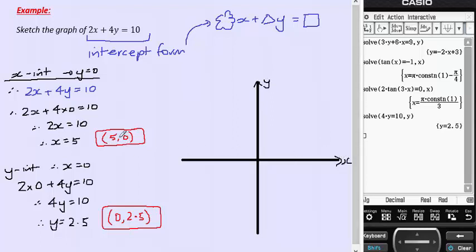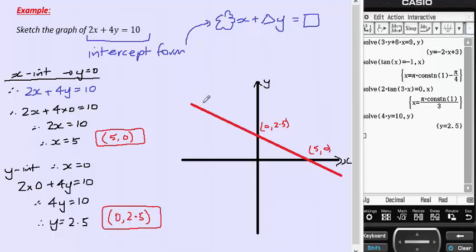Then I know I've got an x-intercept at 5, which will be up here somewhere. I've got a y-intercept at 2.5, which is here somewhere. So I'll get my ruler out, because of course I always use a ruler every time I sketch a graph, and I rule my line that goes through those two important points like that. And of course I'll label my axes and my intercepts. So this is (0, 2.5). This is (5, 0).